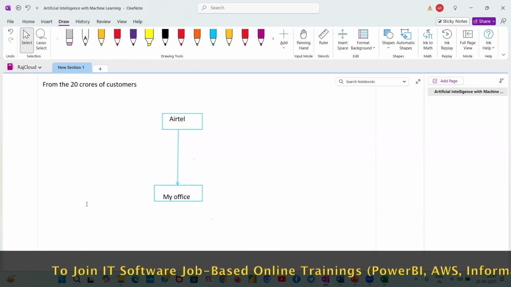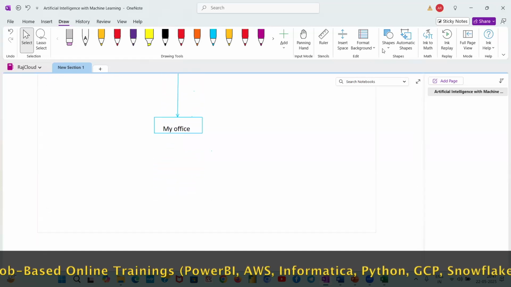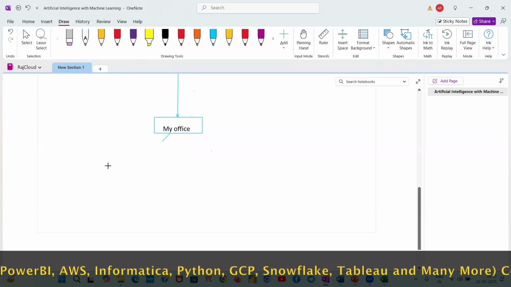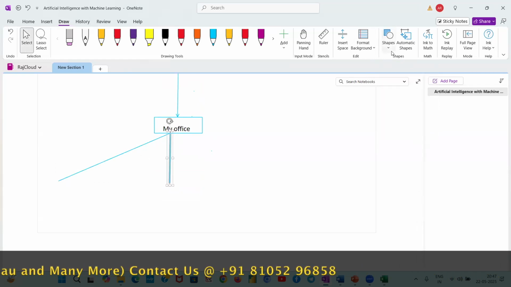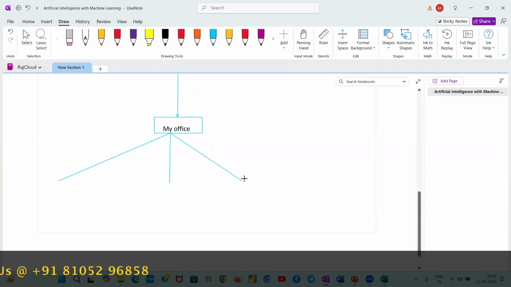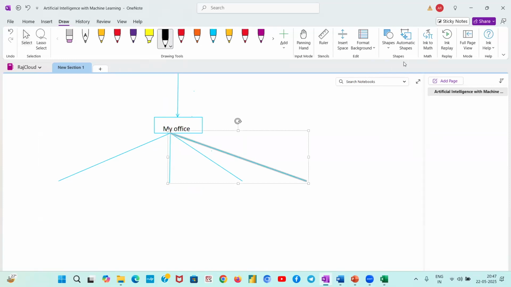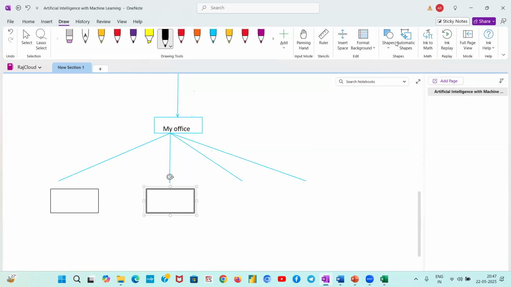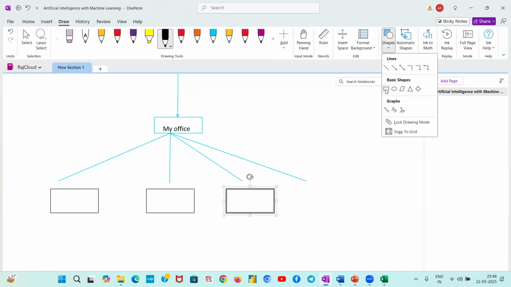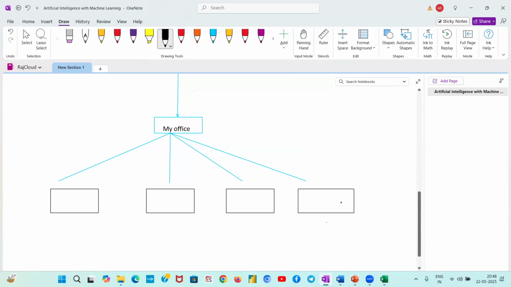Now here we are going to have several departments, several teams, because every company will have several teams. So in that same fashion, I'm doing the same thing, the same template here. This is one team, this is another team, and finally this is the final team. So what are these teams? What do they actually do?